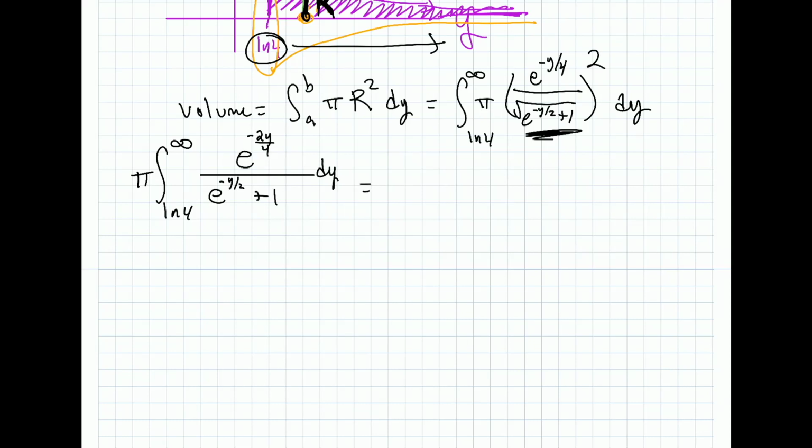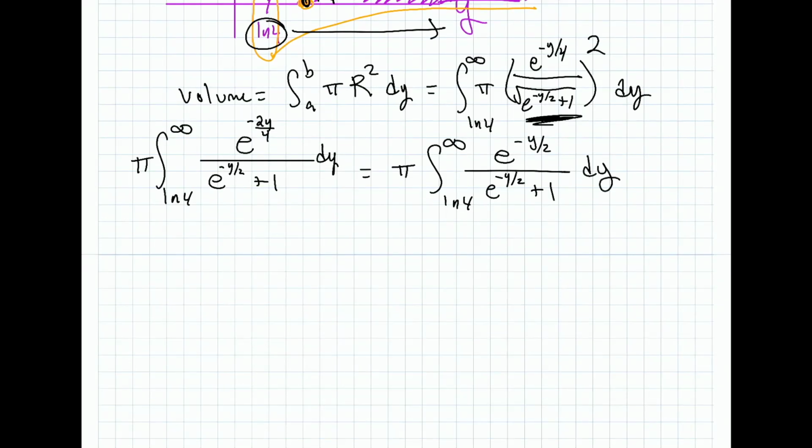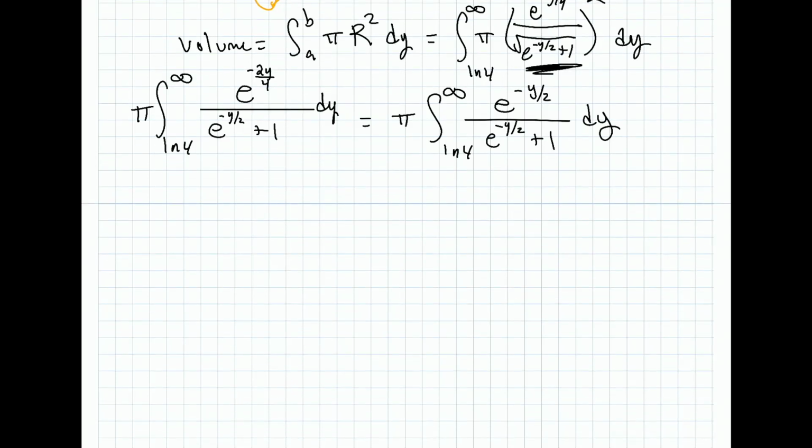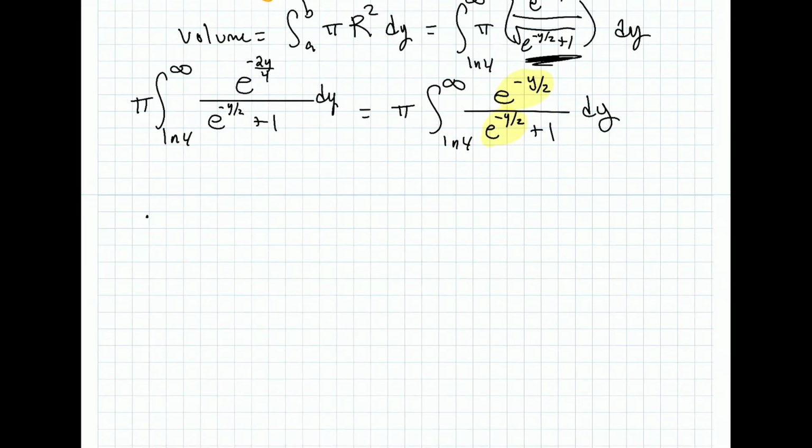So you have that. So you've got e to the negative y over 2 over e to the negative y over 2 plus 1 dy. And this looks a lot like the previous one we did. That was an arctangent, but this one's not an arctangent because you may notice that this and this are identical. So you actually want a different substitution.